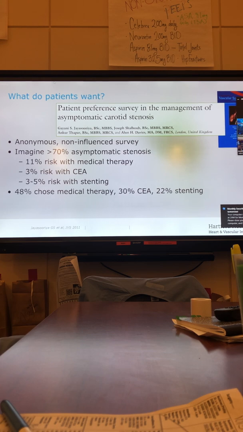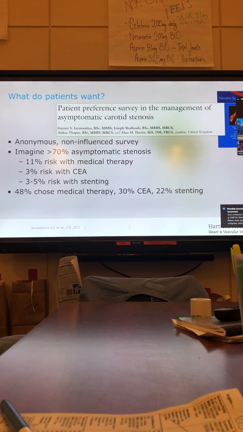What do patients want to do? This is an interesting non-influence study out of the UK. So if you want to find really interesting medical management studies, you go to a country that doesn't have any skin in the game and nobody's trying to get procedures done. So you go to the UK and you ask patients, they basically just had a phone call and the patients were asked, imagine that you had greater than 70% asymptomatic stenosis. And they were given the risks that you had an 11% risk of stroke with medical therapy, a 3% risk of stroke with carotid procedure, and a 3 to 5% risk of stroke with stenting.